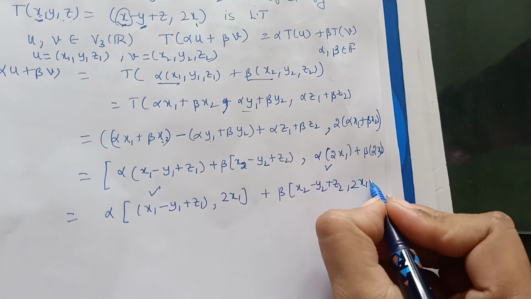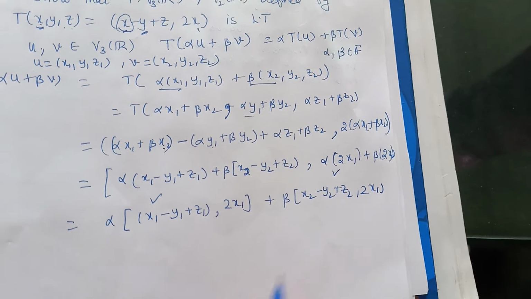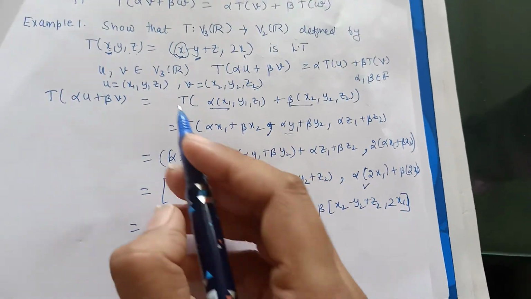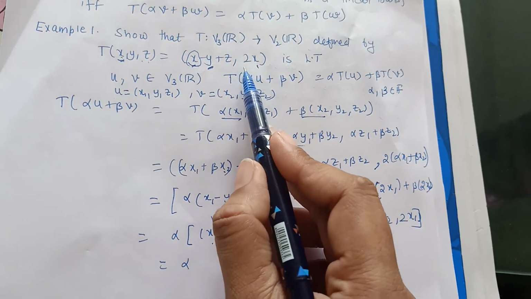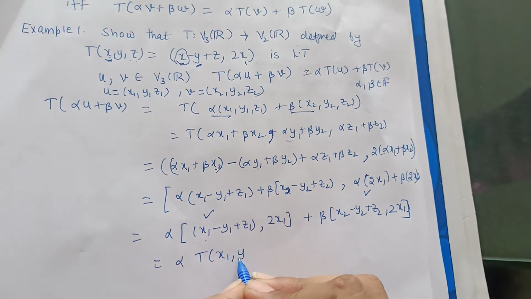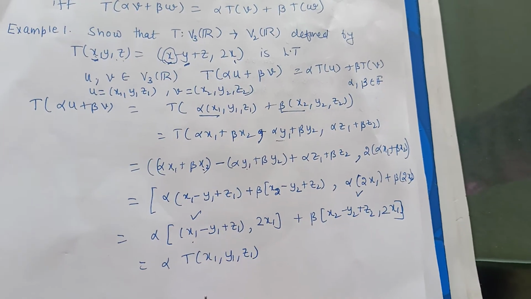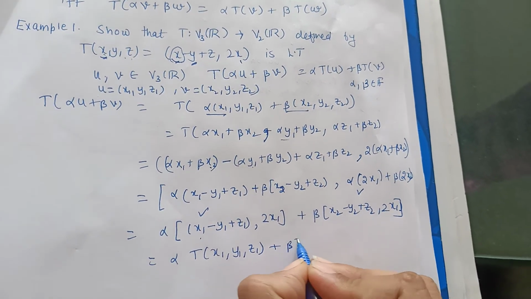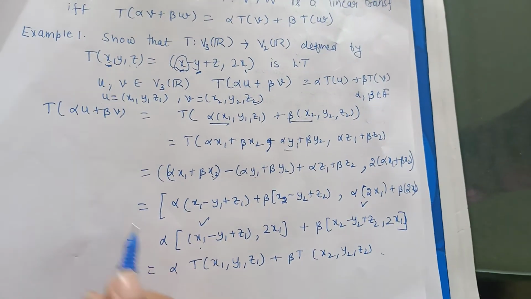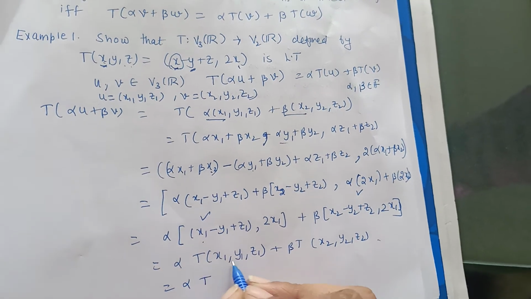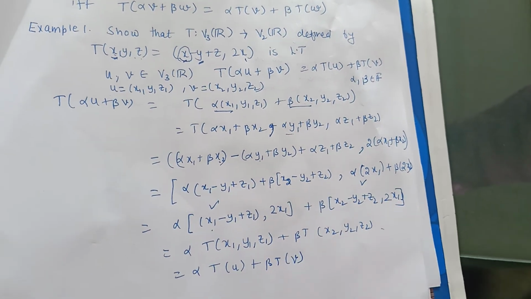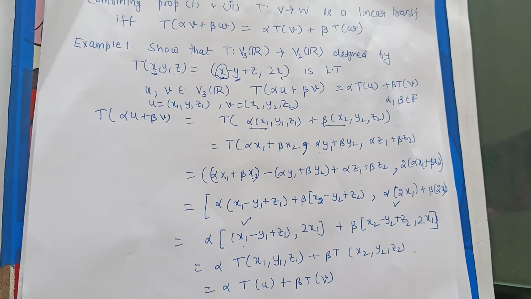2 times x2. So what about this thing? If you check as per the definition of the given transformation, isn't it T of x1 comma y1 comma z1? Same way, this is T of x2 comma y2 comma z2. So that was all which one needed to prove. This is our vector u and this is our vector v. So this transformation is a linear transformation.